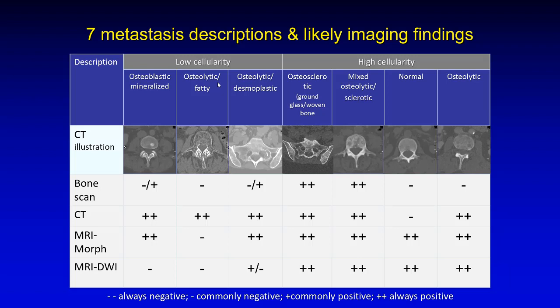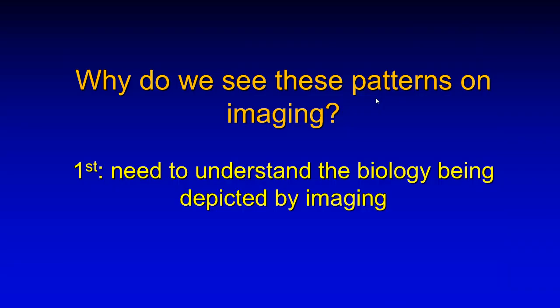I also will try to show you an osteolytic lesion, which is a metastasis, has a sequestrum, but is actually full of fibrous tissue. Why does that happen? It does happen. And then there are the high cellularity metastases, and these are the metastases that you would normally be used to looking at: the osteosclerotic, the mixed, the normal, which looks normal on a CT scan, and then the classical osteolytic lesion. So in fact, there are 7 different patterns. So the question is, why do you see these different patterns, and what explains what you see?